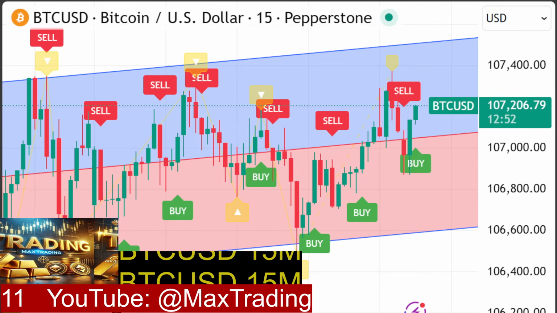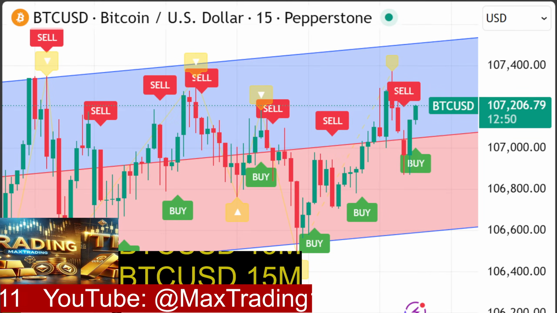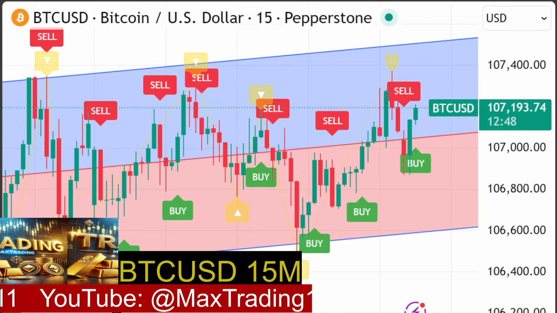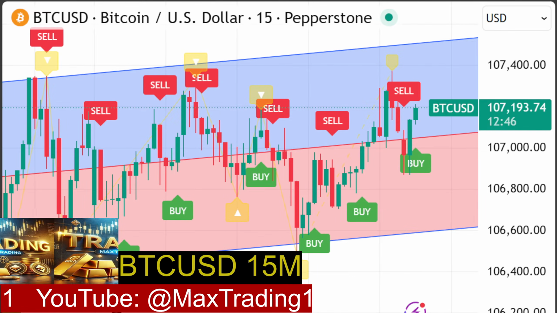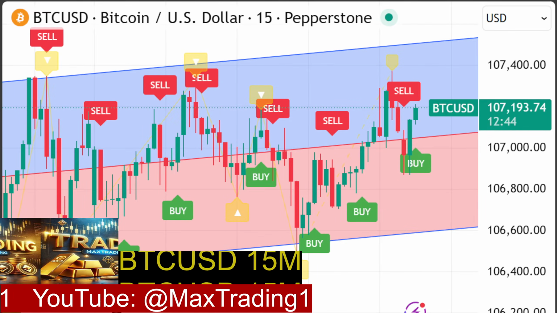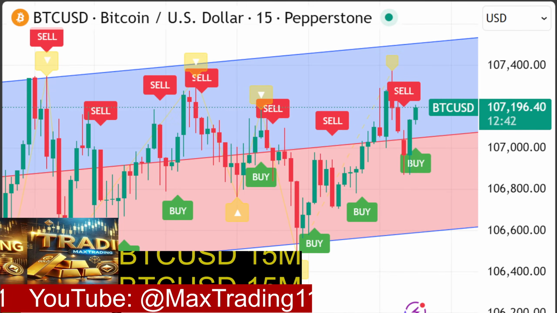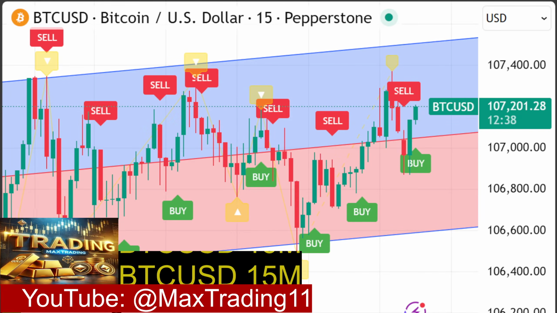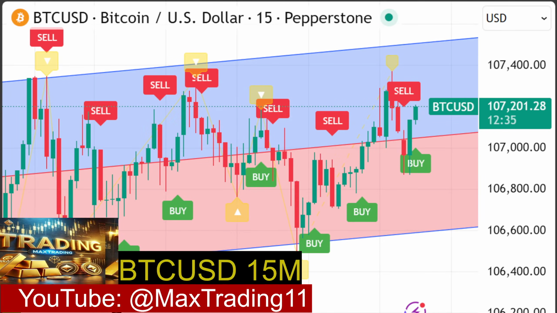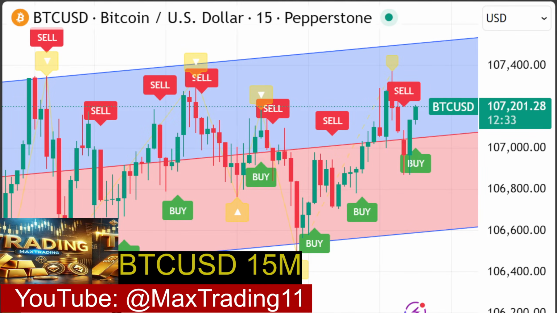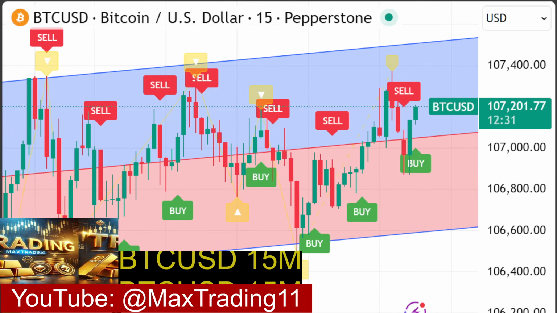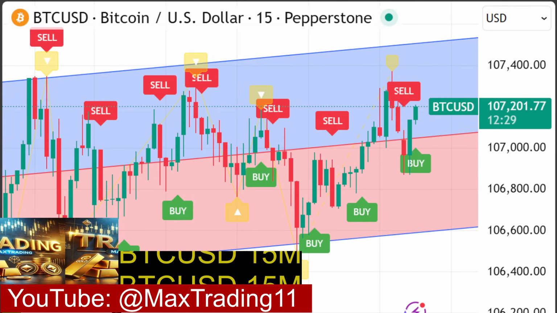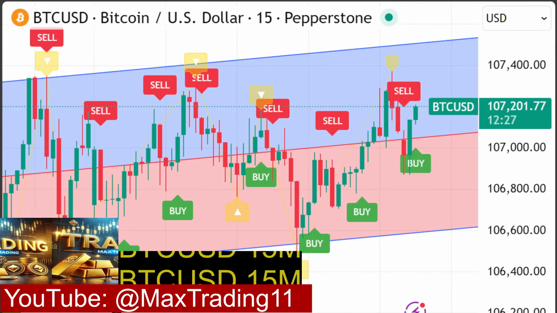Understanding whether Bitcoin is in an uptrend, downtrend, or consolidation is key. We discuss how to draw meaningful trend lines, identify structure breaks, and confirm trend reversals using higher highs and higher lows. Support and resistance. These zones act like invisible barriers in the market.